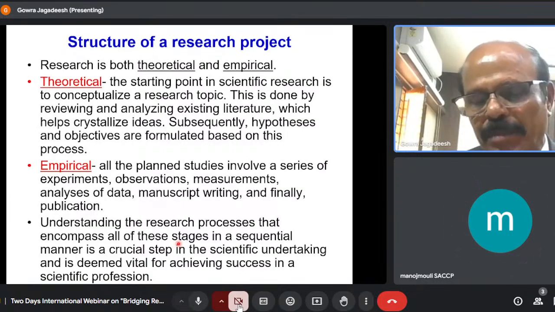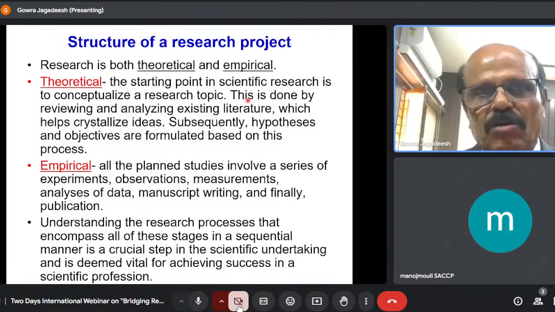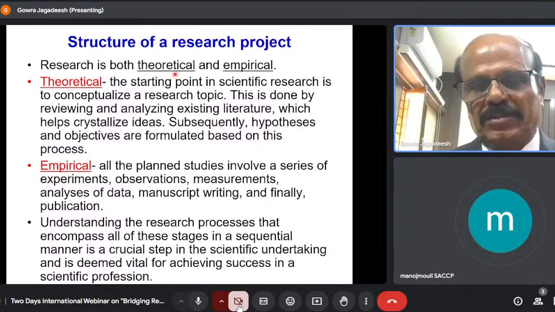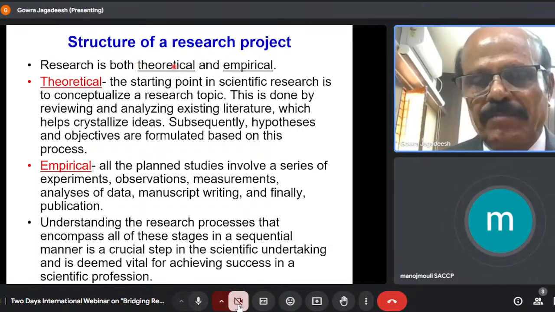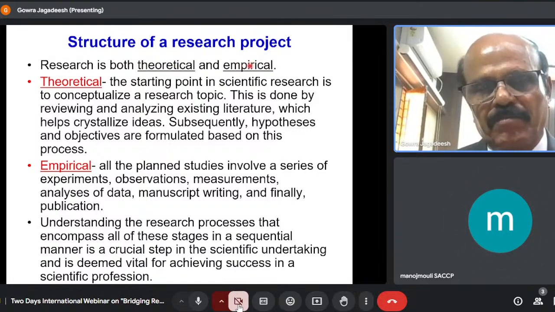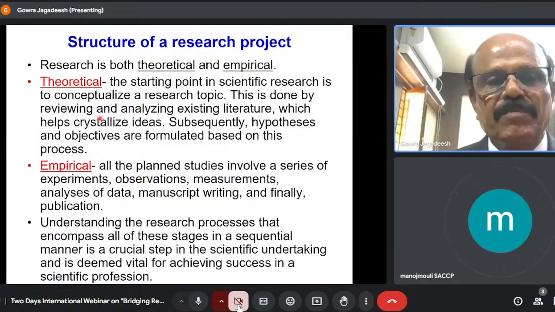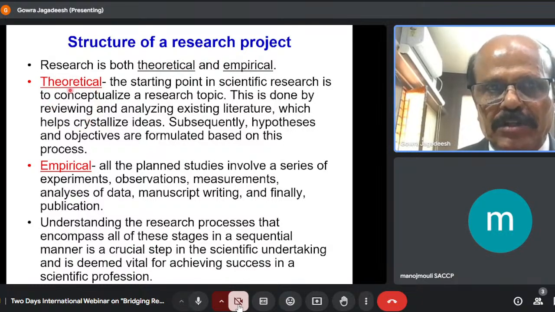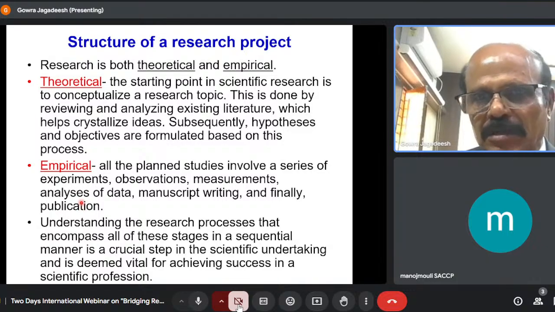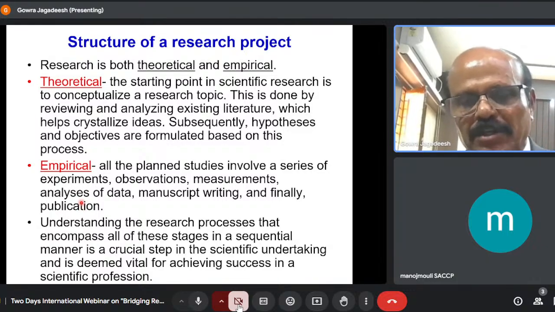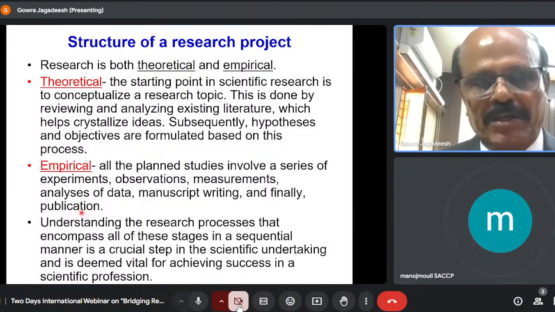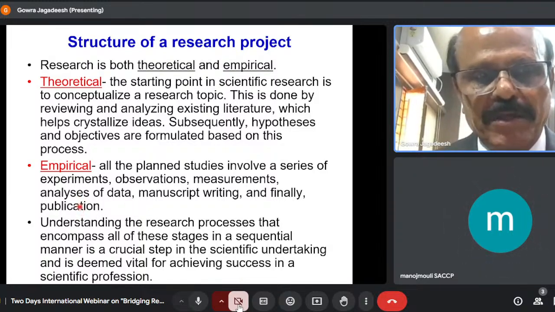One is theoretical and the other empirical. What I'm talking about is all theoretical, that is the theoretical basis for starting your research. Once the theory is done and the protocol is on paper, then you will carry out the studies, that is empirical. So theoretical is the starting point, conceptualization of ideas, and writing a protocol. Empirical is the planned studies, experiments, observation, measurements, analysis, manuscript writing, and finally publication. Again, we'll be discussing the publication part tomorrow.